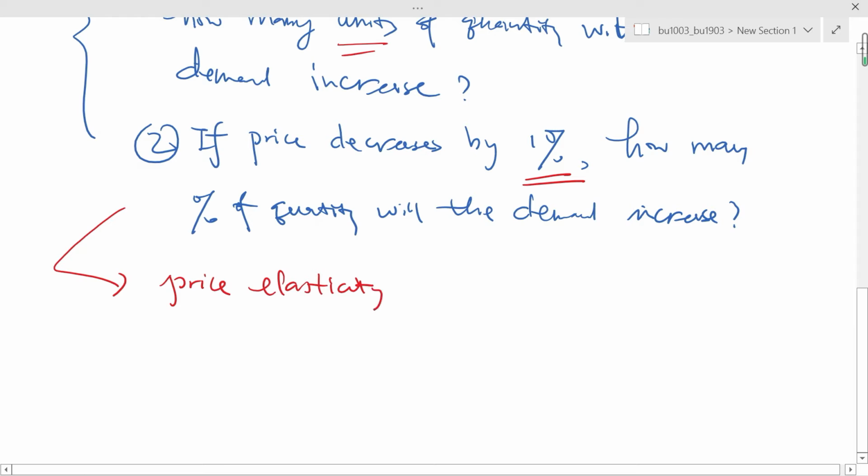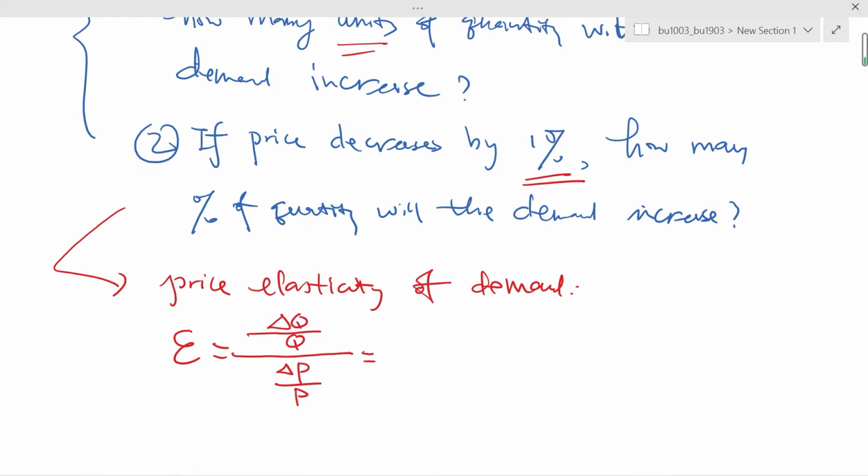And we call the second one price elasticity of demand. We denote this by epsilon, which is equal to, as the question says, percentage change of quantity, change of quantity divided by quantity, over change of price divided by price.